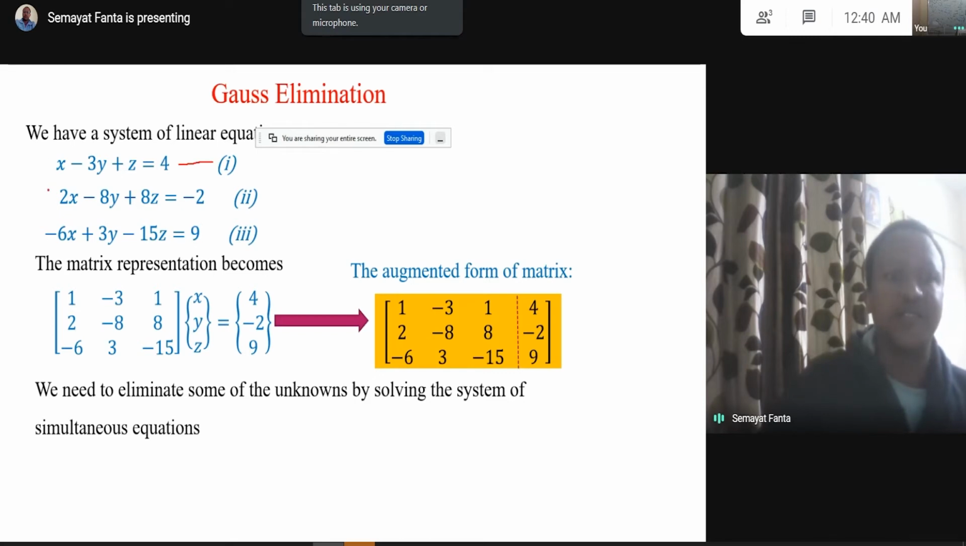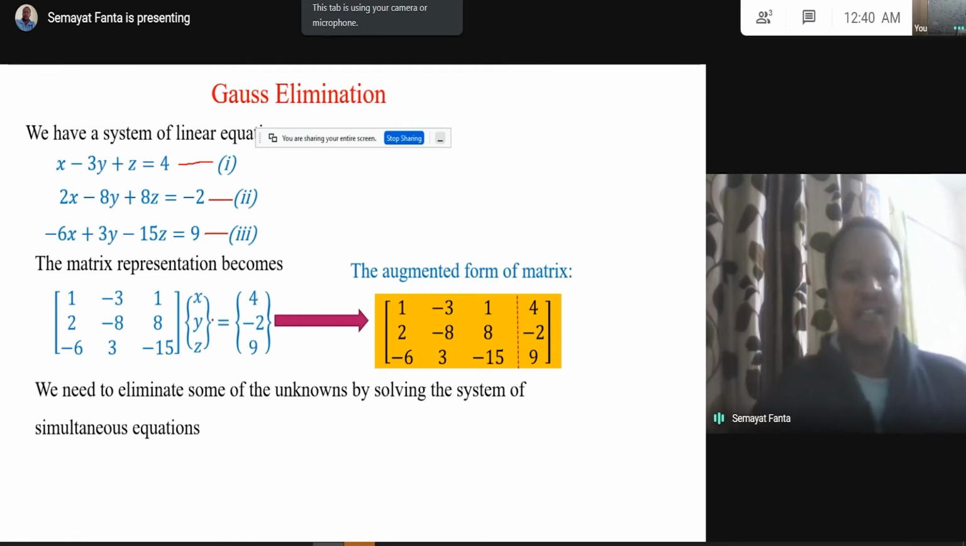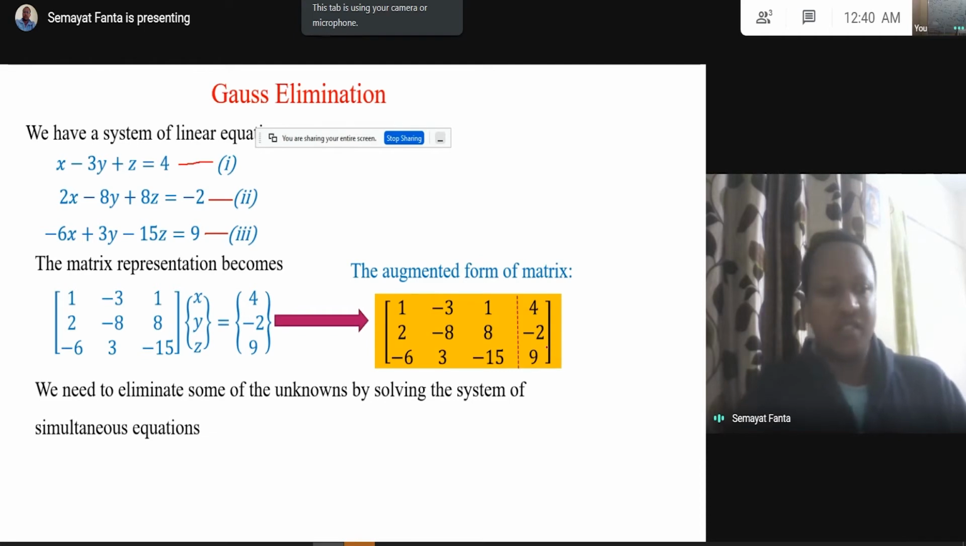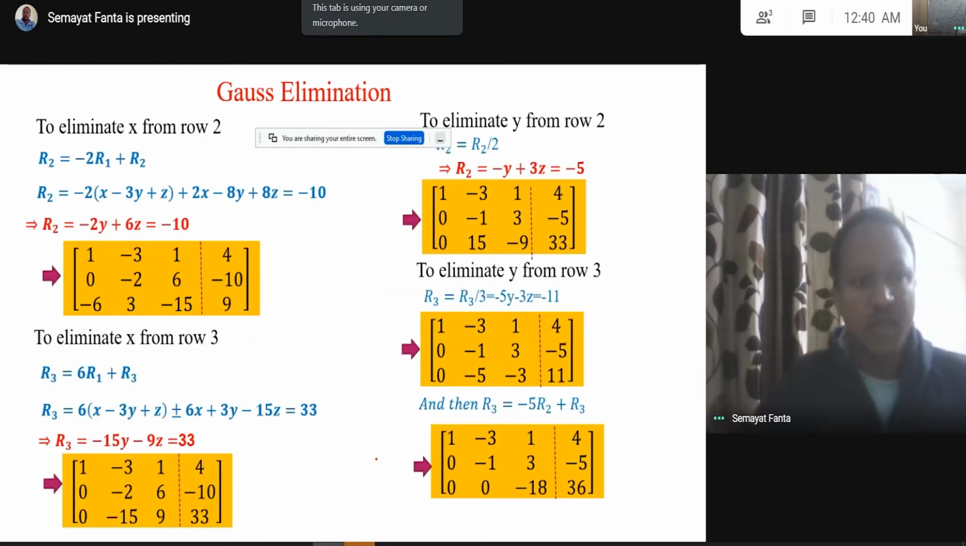These are the three equations. In matrix form, these three equations are represented like this. And this matrix form will convert to the augmented matrix form. This is the augmented form of the matrix, and this augmented matrix should be eliminated. So how can we implement the Gauss-Jordan elimination technique?